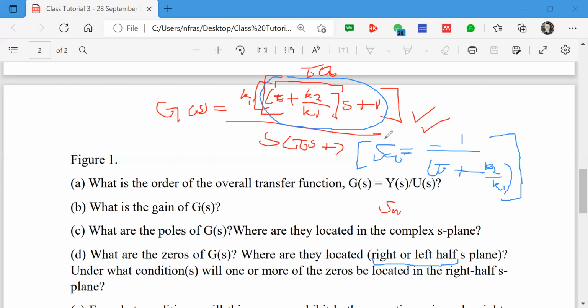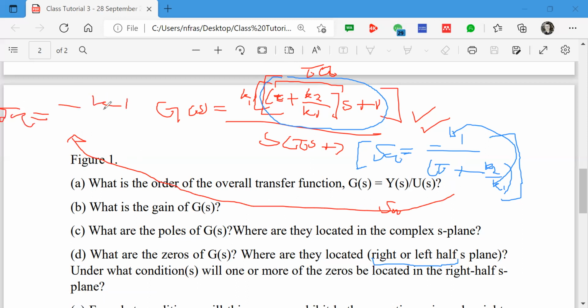To establish that, you need to write your s_A in a form where you have the gain on top. It simply means you need to simplify this so that K1 exists on top and K1 alone. How are you going to do that? You solve and manipulate. When you do that mathematical manipulation, you should end up with s_A equals minus K1 over (K1 tau plus K2).